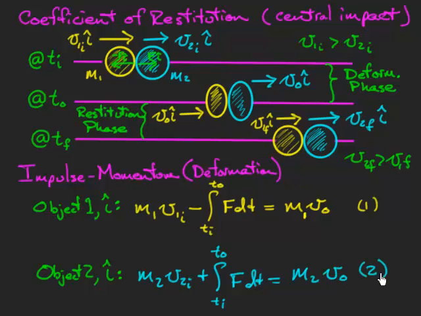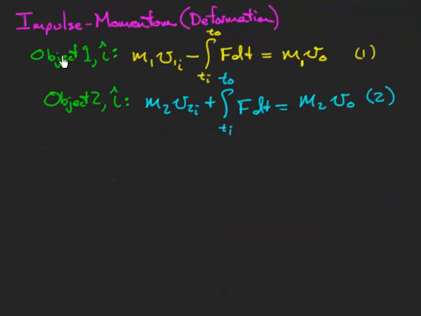So the next thing I'm going to do is write the impulse-momentum relationship for the restitution phase, when these two objects are separating from each other, springing back to their original shapes and pushing themselves away from each other. And just so that I have more room to write, let me move my impulse-momentum for the deformation phase up to the top, and then I'll do the restitution phase right beneath it.